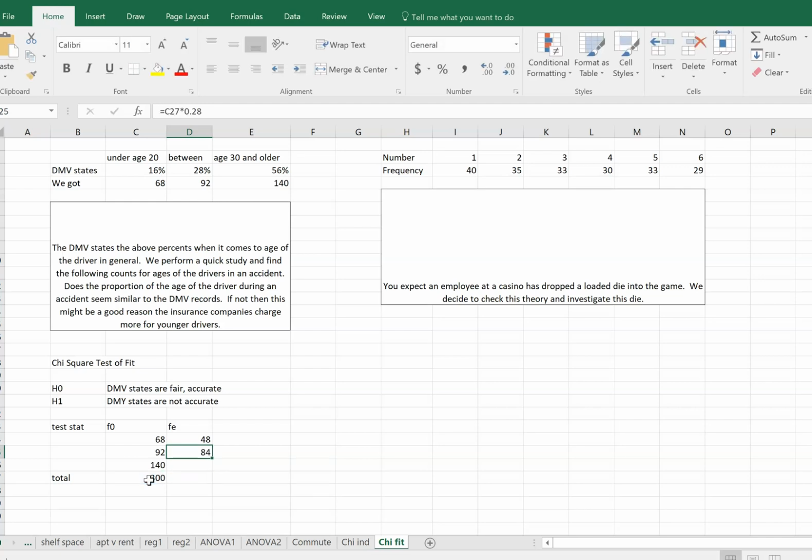So 84 of them. Well, that's pretty close. All right, but again, how do we compare them? We're going to need a statistic. This is how you build the statistic. You need all these numbers.